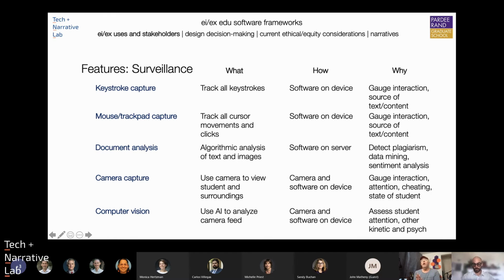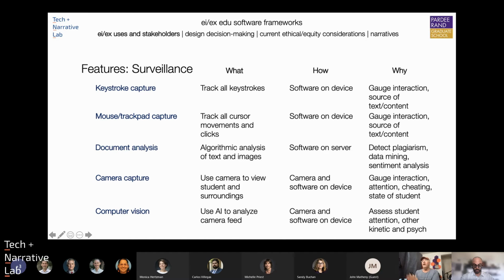So we wanted to focus on surveillance. So then it becomes a technical question. Technically, when you're surveilling, what are you doing? You're using the keyboard, you're using the mouse/trackpad, and you're using the camera to assess what the student is doing when they're doing it. And then you try and back into perhaps why the student is doing it.